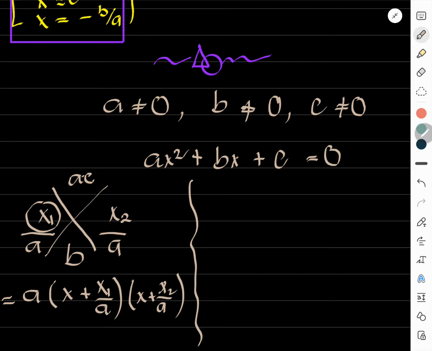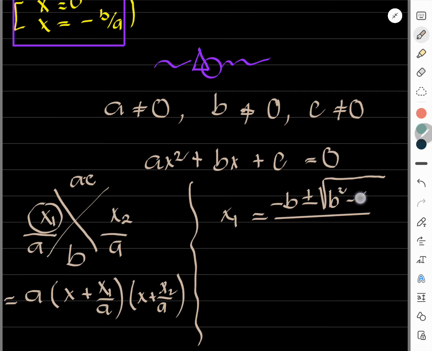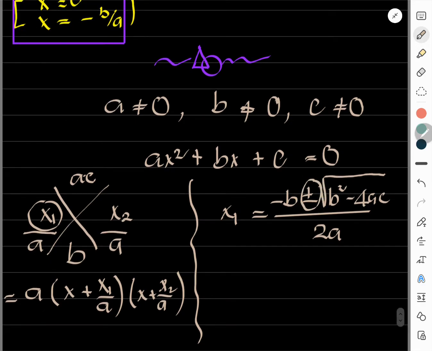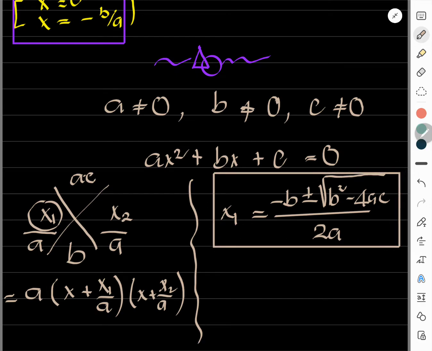We use the x thing. If somehow we can't use the x thing, then we have to use the formula: x equals negative b plus or minus the root of b squared minus 4ac, over 2a. We have two solutions right there, plus and minus. This works for any equation.